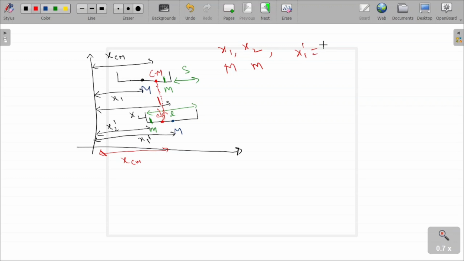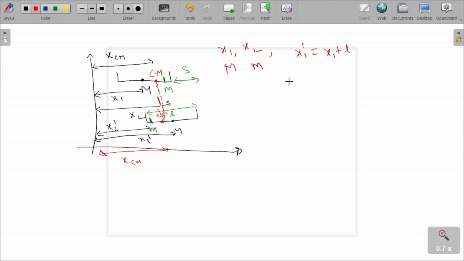X1 dash equal to the total distance from here to here. This total distance will be equal to where? To the center. Okay, how much distance did it move? It moved a distance of s. So x1 dash is equal to x1 plus L. This total will be equal to x1 plus L.